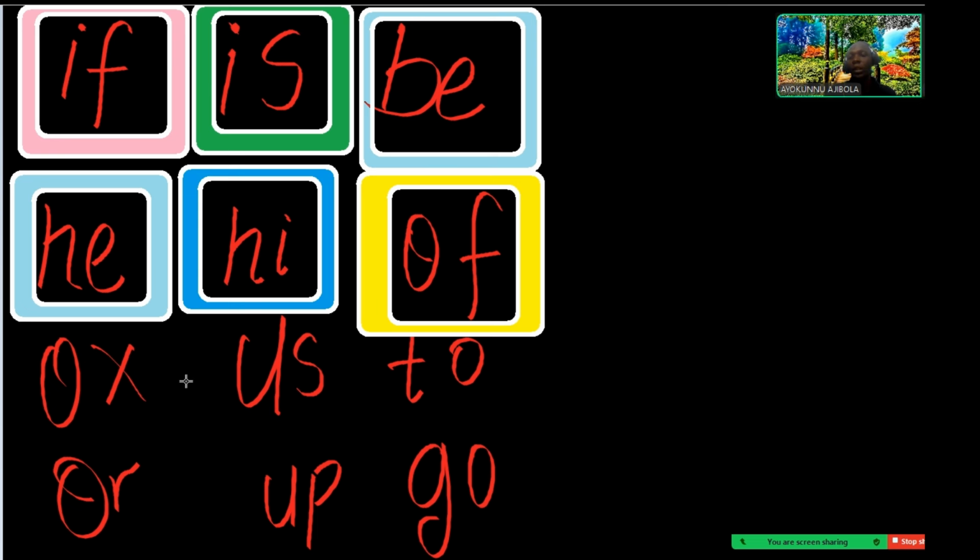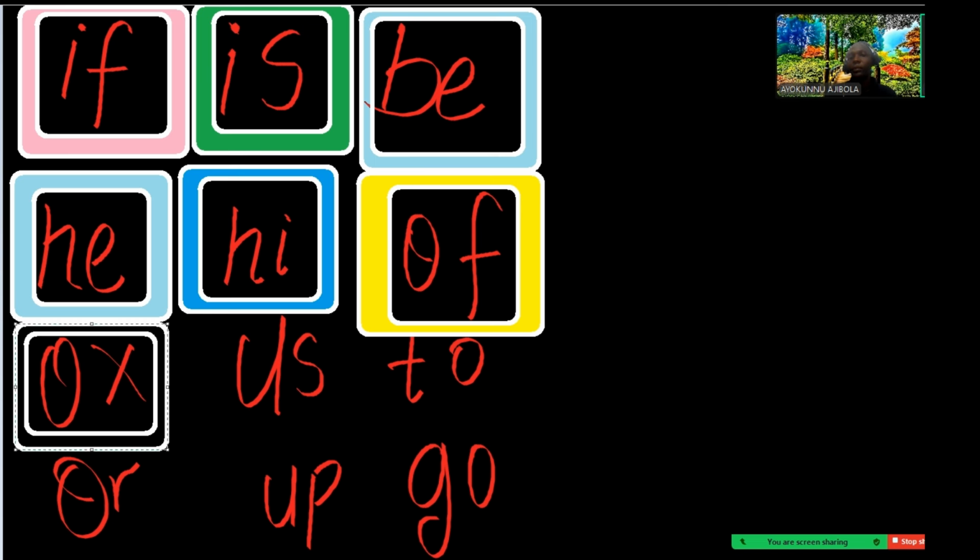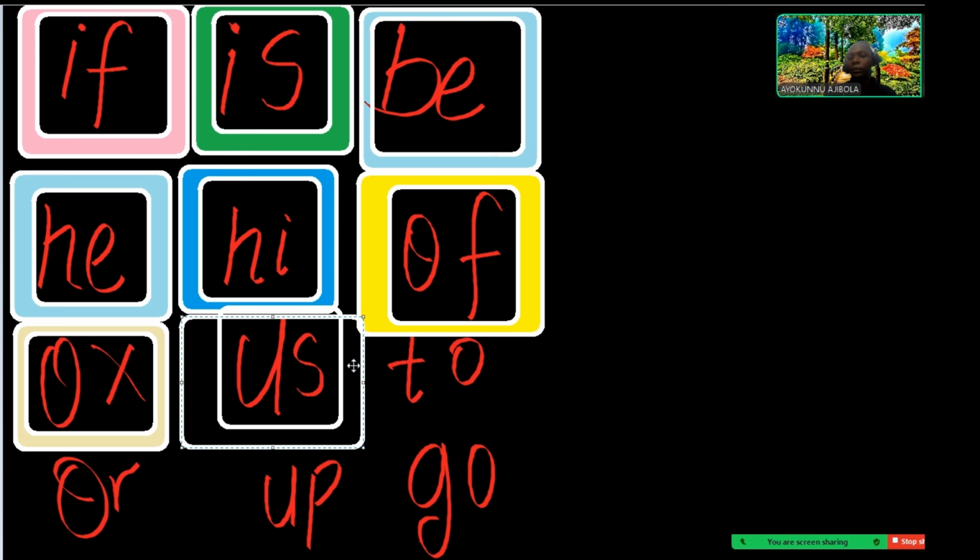So what is the next one? Yes, what's the next word? What do you call it? Ox. Again? Say it again, ox. Okay, what's the next one? Yes, what's the next one? U.S. U.S. And U.S. is what? Us.